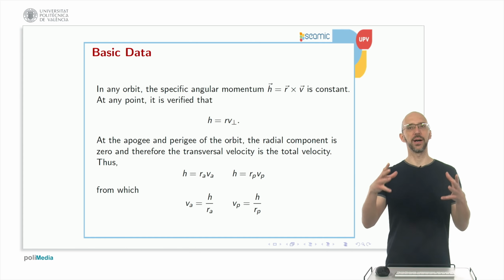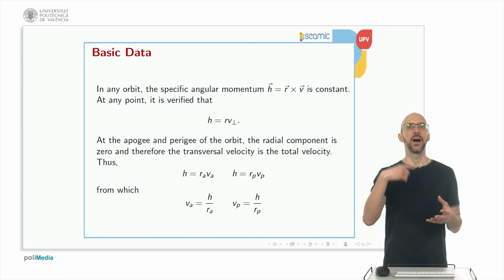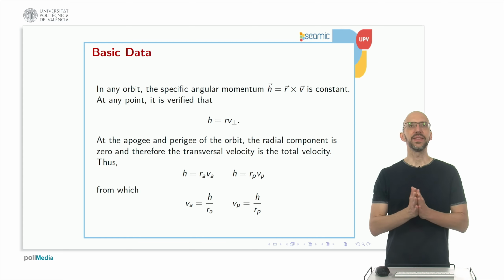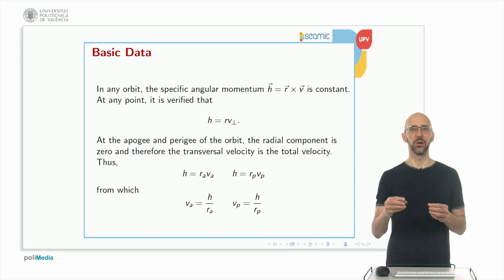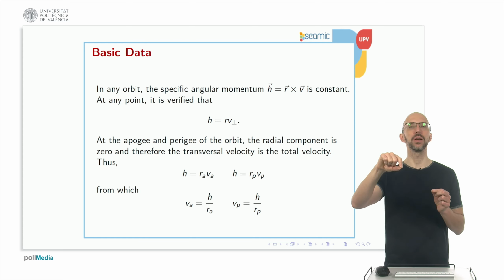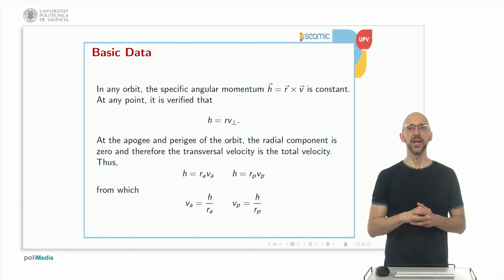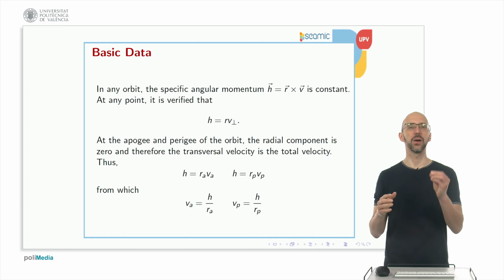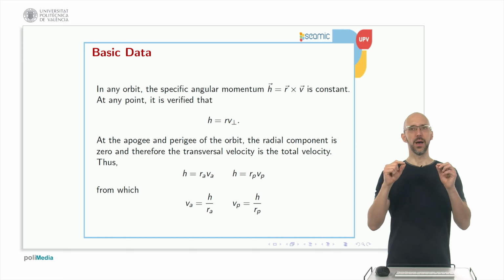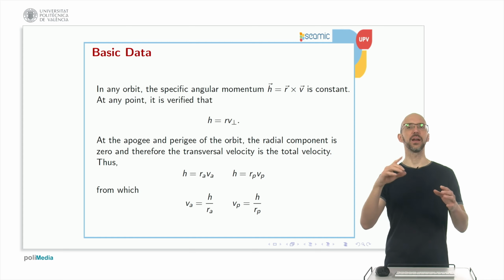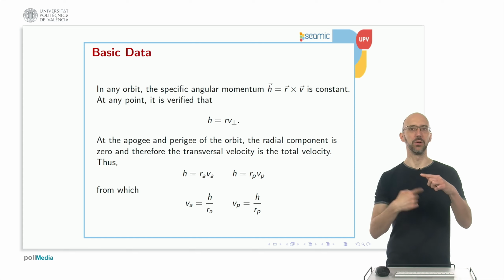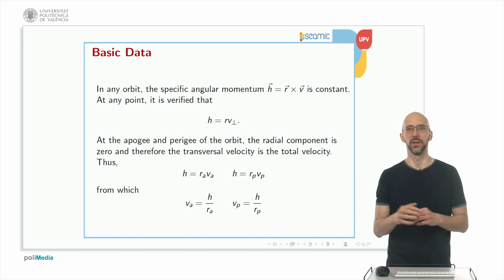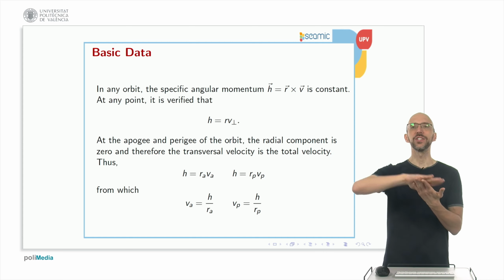Okay, so let's suppose you have the Earth and a satellite orbiting the Earth. The specific angular momentum is defined as the cross product of the position vector times the velocity vector. This specific angular momentum is always perpendicular to the orbit plane. Imagine a satellite orbiting the Earth in an elliptical orbit or circular orbit, whatever you prefer. This orbit is contained in a plane.